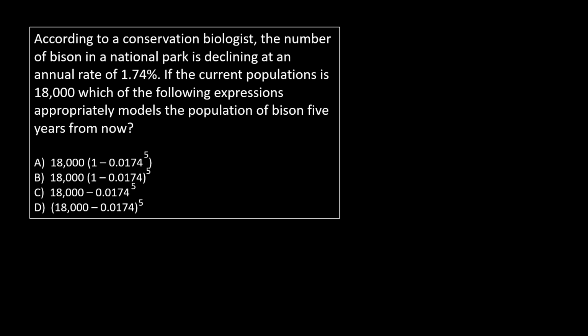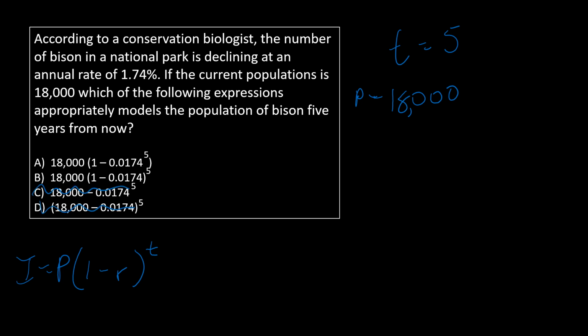Okay, so I know 5 is going to be our exponent because that's our time. Time is 5. And I know our initial principal is going to be 18,000 because that's how many we start with. So right away, I know I want that 18,000 out front because our equation is going to be P times (1 minus r), our rate, to the power of t. That equation right there. So I want our 18,000 out front. So I'm going to eliminate C and D right off the bat.